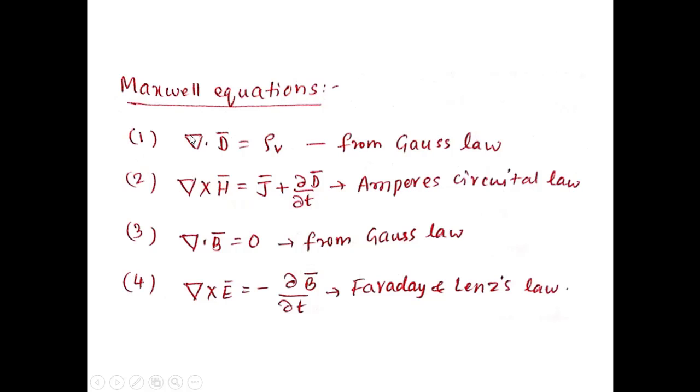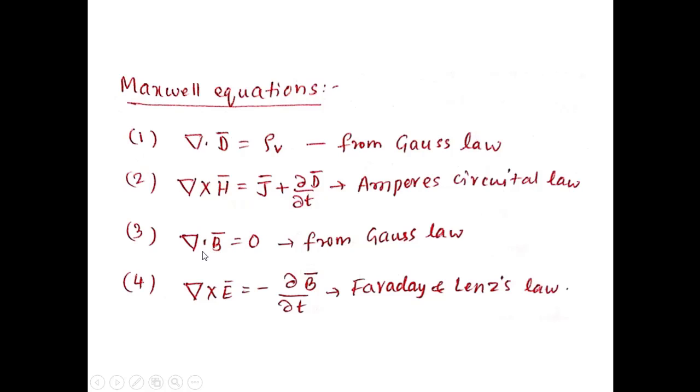Next, Maxwell equations. There are 4 Maxwell equations. That is, divergence of D bar is equal to rho v. This is derived from the Gauss law. And curl of H bar is equal to current density J bar, that is called conduction current, plus dou by dou t of D bar, this is displacement current. This is derived from the Ampere's circuital law. Next, since the magnetic field is closed, therefore the integration over a closed surface is 0.